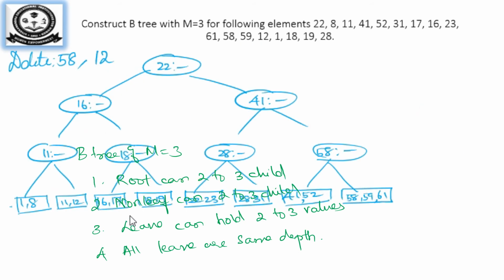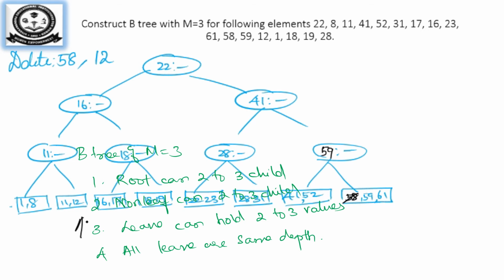So now let us see the delete. So let me delete 58 first. So searching from 22, greater, 41, greater, 58, it is equal, so it comes over here. So when 58 is deleted, it will get updated as 59 dash. So this is for delete 58.